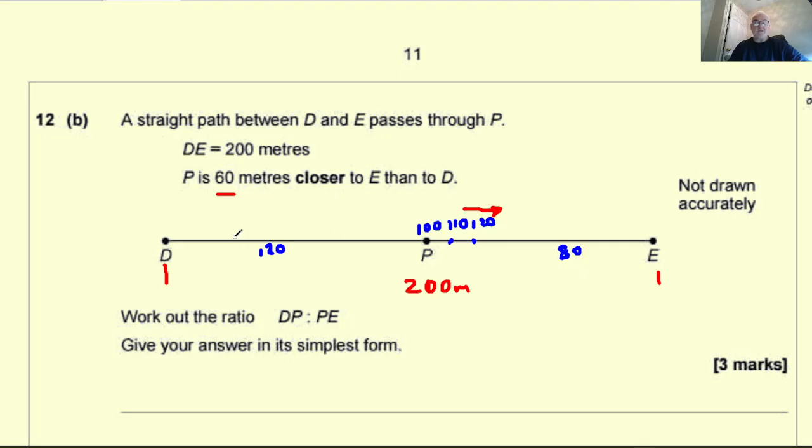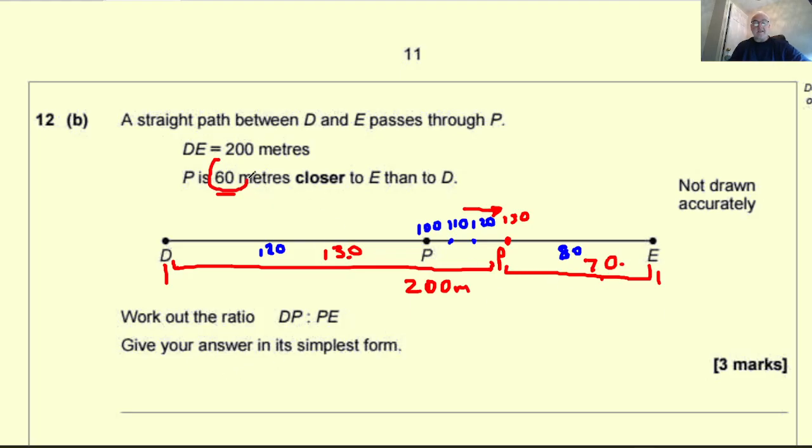So we're just adding 10 to one side, we're taking 10 away from the other. The difference there is 40 meters. So if I do it once more, 130 meters is where P is. Remember it's not drawn accurately, so I'm just trying to visualize it there. So 130 meters between D to P, so that bit there is 130. So that means that bit there would then be 70 meters. The difference between 130 and 70 is my 60 meters. So I know that's my value.